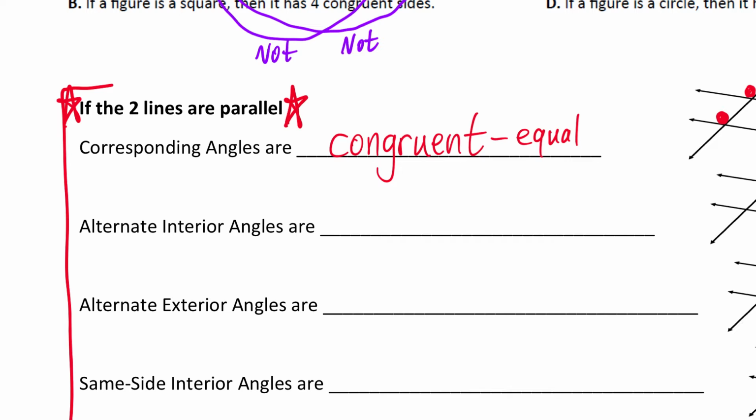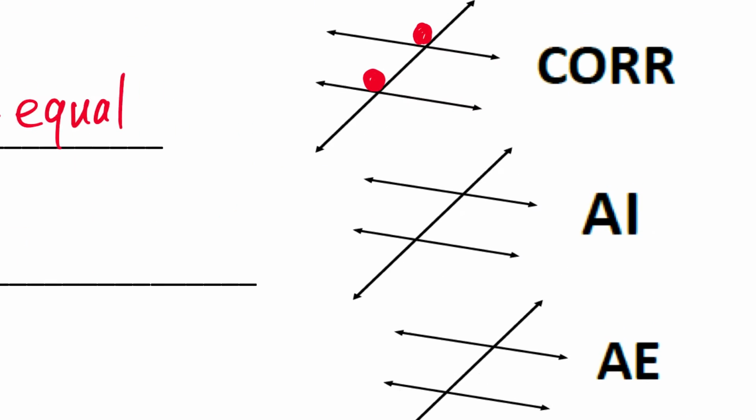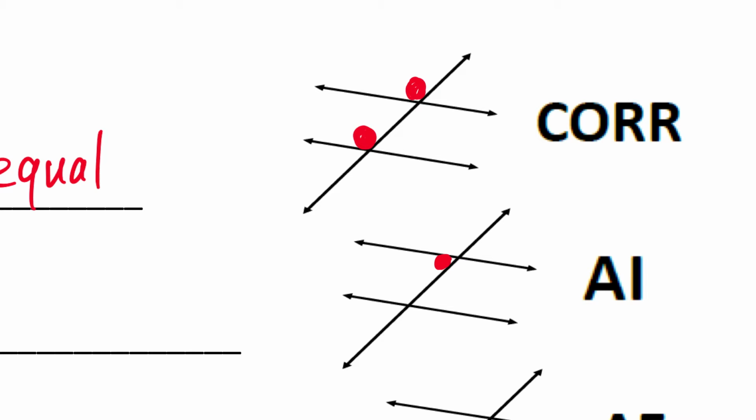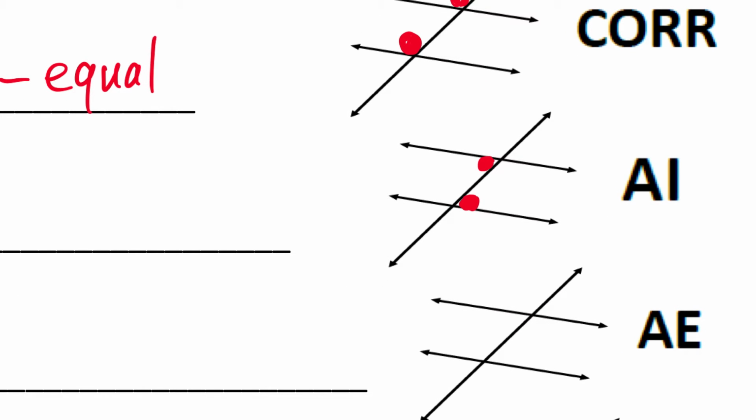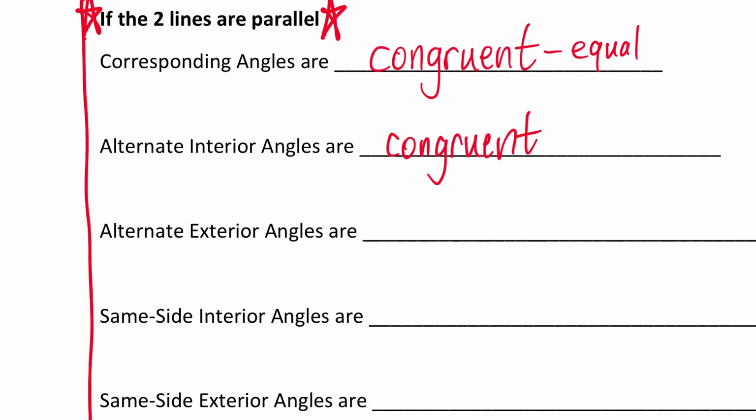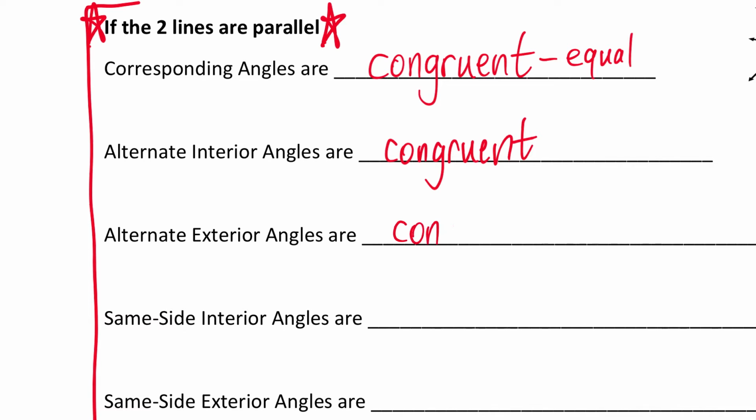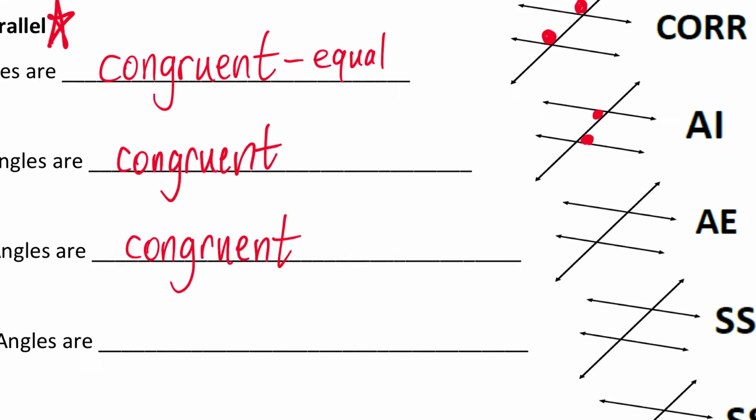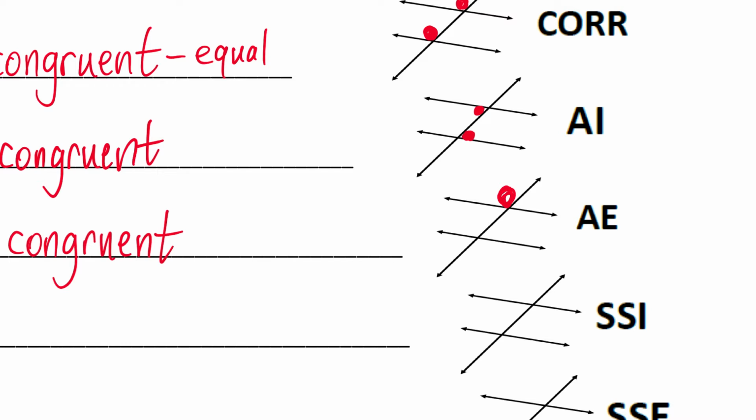Next one, alternate interior angles. If the lines are parallel, alternate interior angles are congruent. Okay, alternate interior congruent. So alternate interior is like this angle and this angle right here. That's one example in that figure. Okay, if the two lines are parallel, alternate exterior angles are congruent. So alternate exterior is like here and like right here.